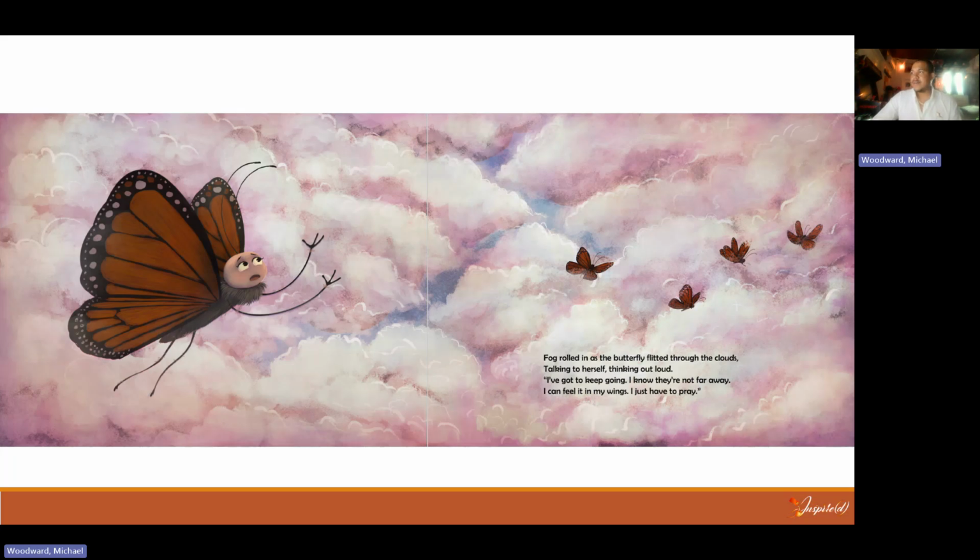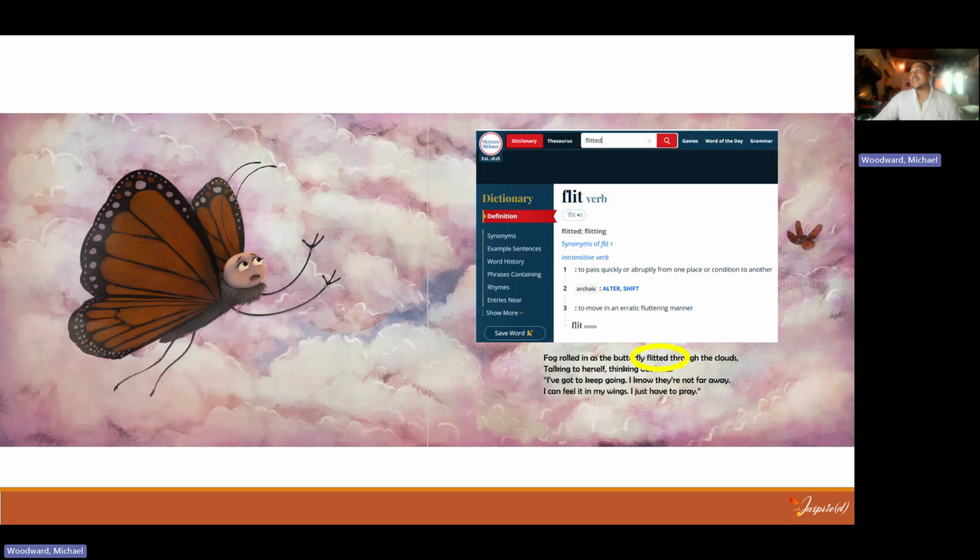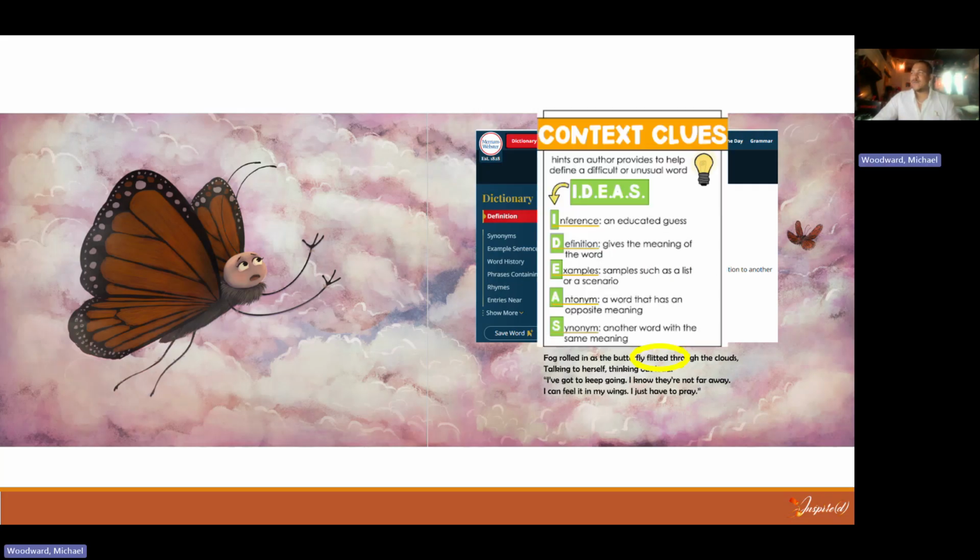One of the final spreads I used: "Fog rolled in as the butterfly flitted through the clouds, talking to herself, thinking out loud. I've got to keep going. I know they're not far away. I can feel it in my wings. I just have to pray." Flitted is the vocab word. Flitted means to pass quickly or abruptly, to move in an erratic, fluttering manner. So I'd ask, hey, what context clue can we use to identify it?